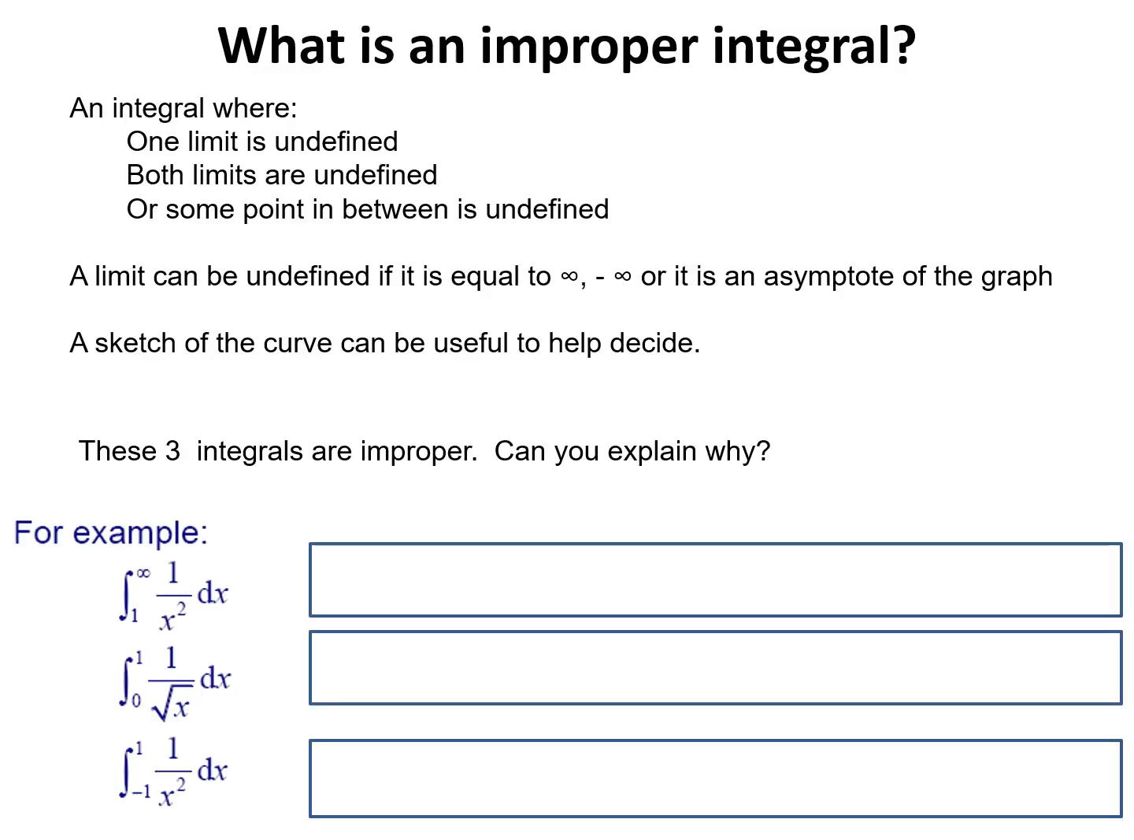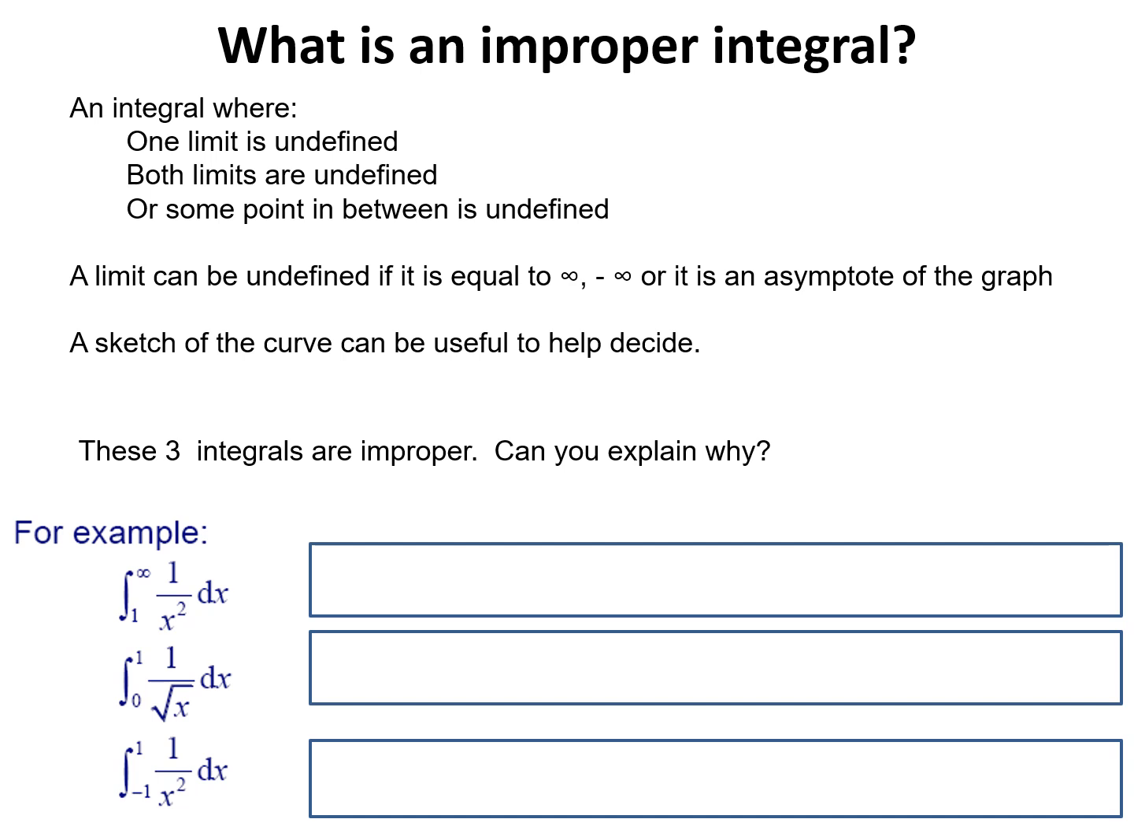So what is an improper integral? Well, an improper integral is one where one limit is undefined, both limits are undefined, or some point in between is undefined. A limit can be undefined if it is equal to infinity or minus infinity, or it is an asymptote of the graph. A sketch of the curve can sometimes be helpful to decide.